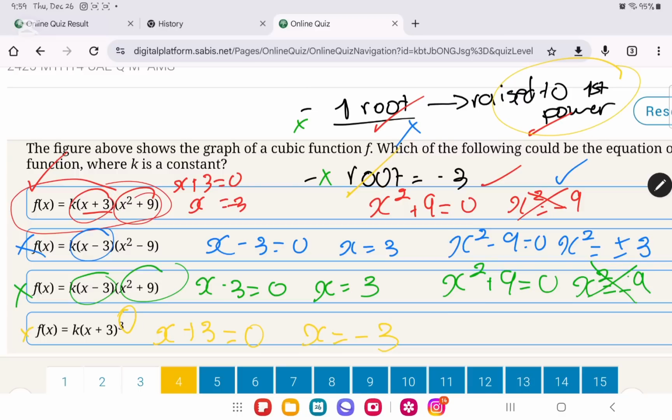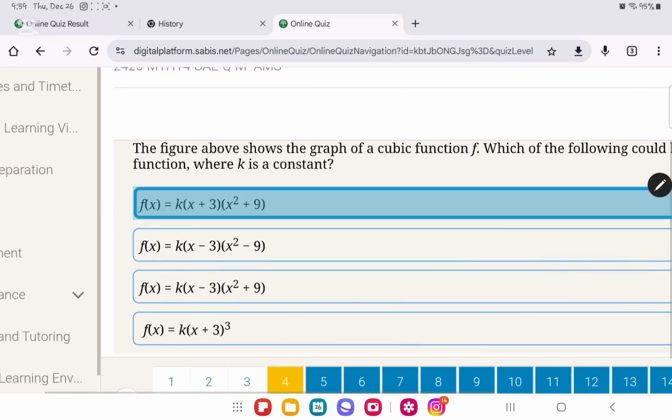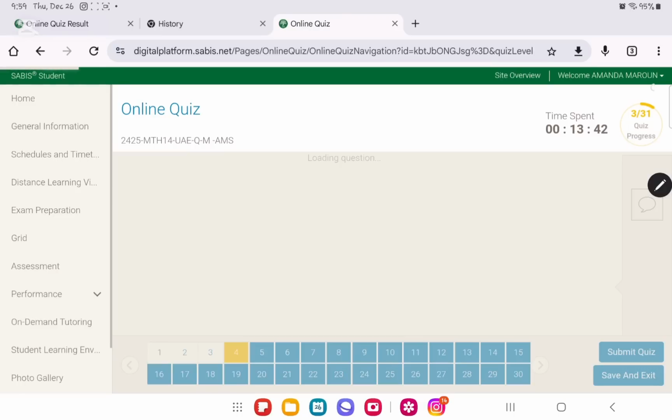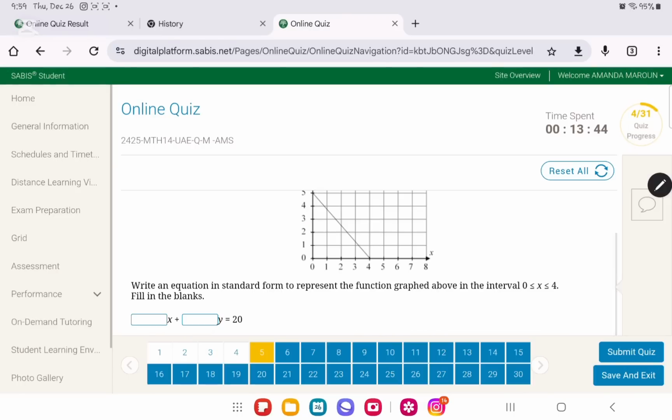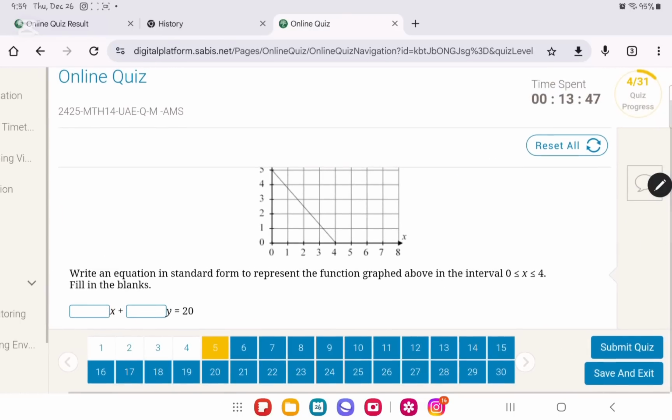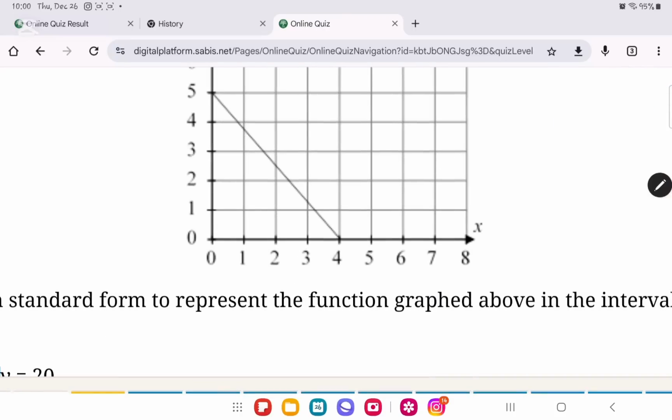So it is incorrect, and that leaves us with our answer being this option. Moving on to question number 5. Write an equation in standard form to represent the function graphed above in the interval between 0 and 4. So what we are going to do in this case is choose 2 points. So we're going to choose this point over here and this point over here.